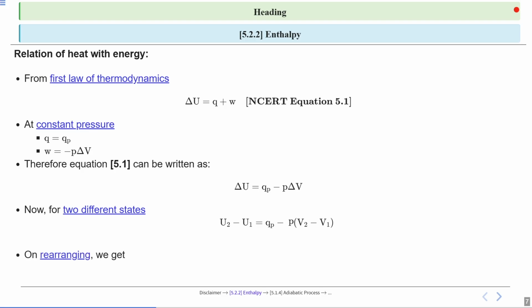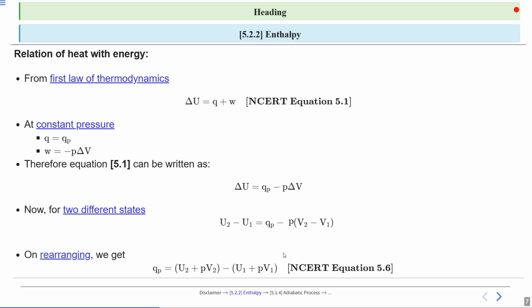What will happen on rearranging this equation? We will get our equation as QP is equal to U2 plus PV2 minus U1 plus PV1. So this is a very simple arithmetical operation. You can try it by yourself. Here is the first equation, which is U2 minus U1 is equal to QP minus P into V2 minus V1. Just rearrange it and you will get your final equation.